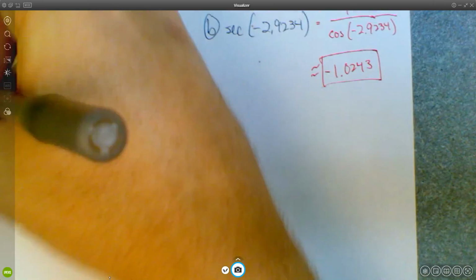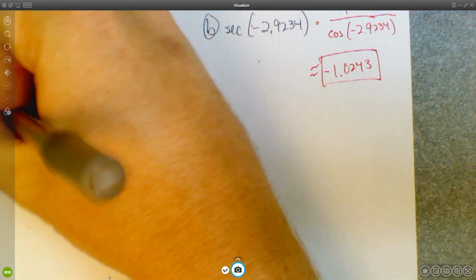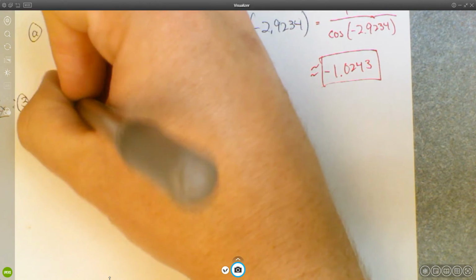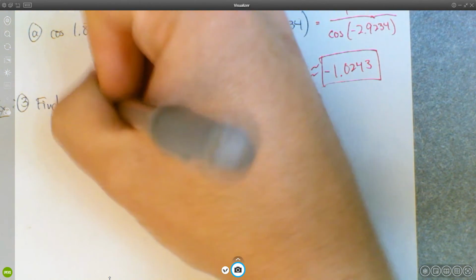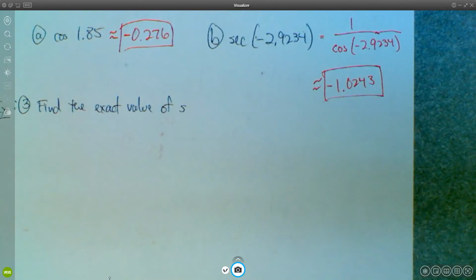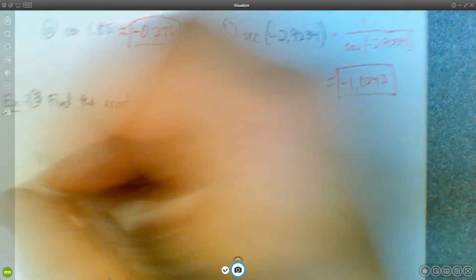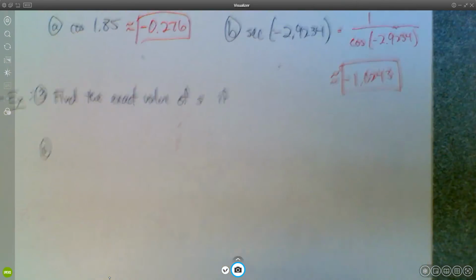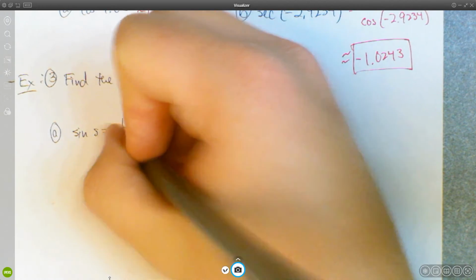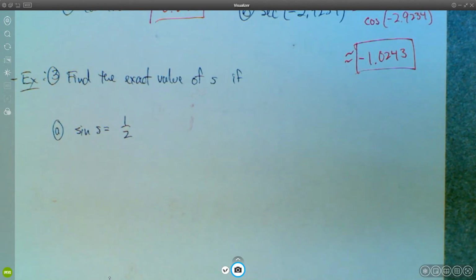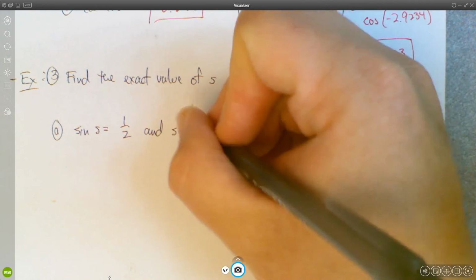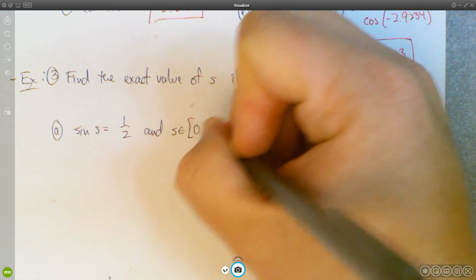We can also work backwards. So let's find the exact value of S if, and we've done these kinds of things before, but just to refresh our memory, let's find the exact value of S if sine S equals 1/2 and S is in the interval 0 to pi over 2.